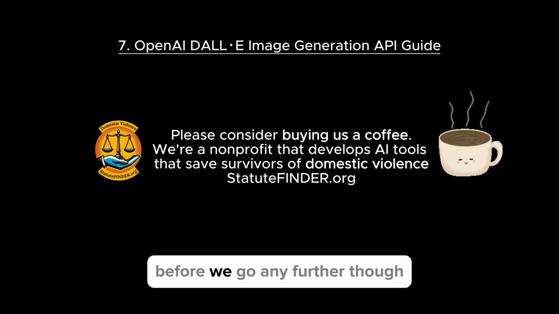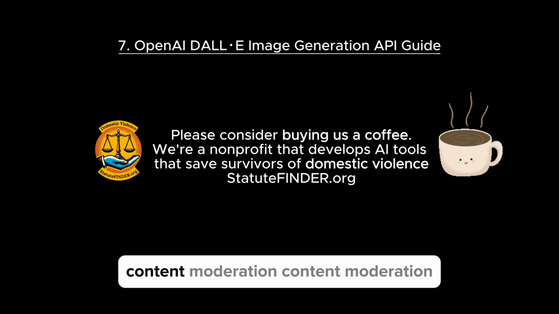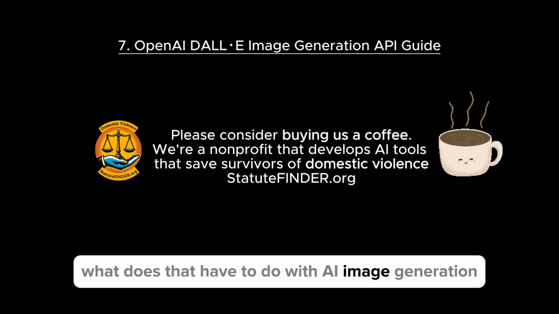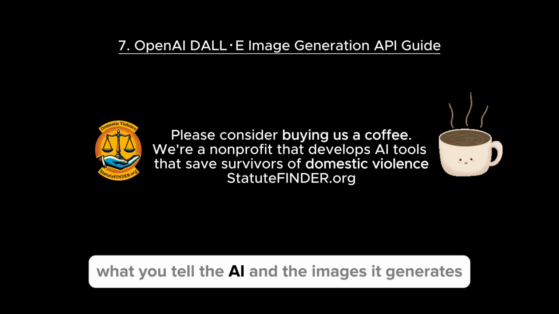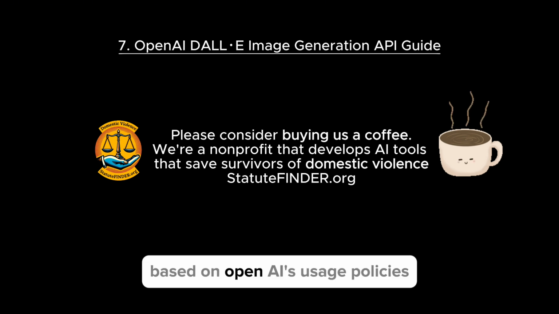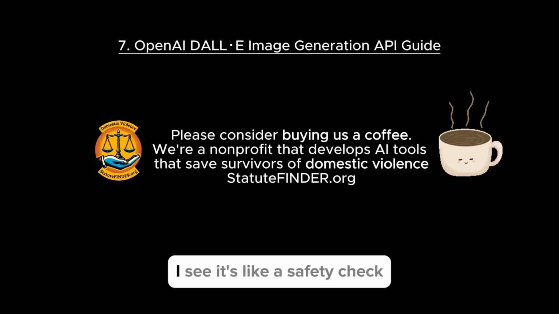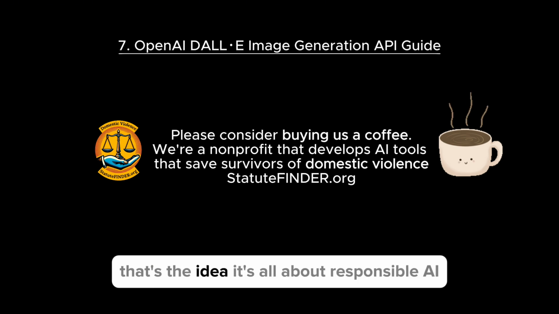Exactly. Before we go any further, though, there's an important aspect we should touch upon. Content moderation. What does that have to do with AI image generation? Well, both your prompts, what you tell the AI, and the images it generates, they all go through a screening process based on OpenAI's usage policies. I see. It's like a safety check to make sure the AI is being used responsibly. That's the idea. It's all about responsible AI.